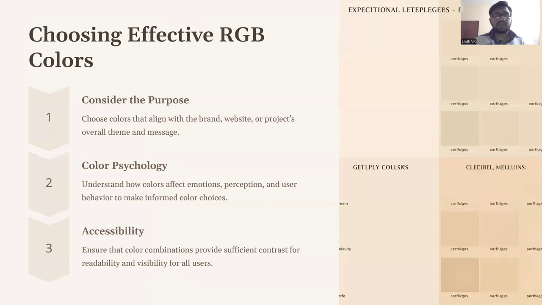Choosing effective RGB colors. Consider the purpose: choose colors that align with the brand, website, or project's overall theme and message. Color psychology: understand how colors affect emotions, perceptions, and user behavior to make informed color choices. Accessibility: ensure that the color combinations provide sufficient contrast for readability and visibility for all users.